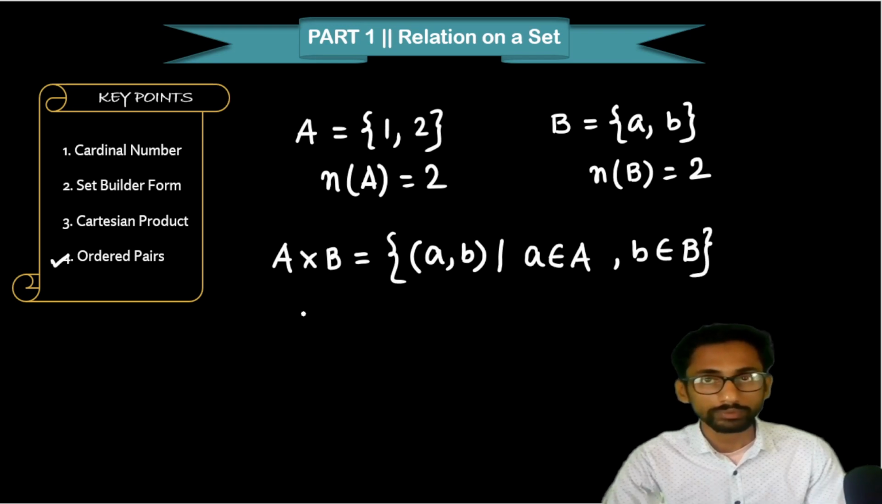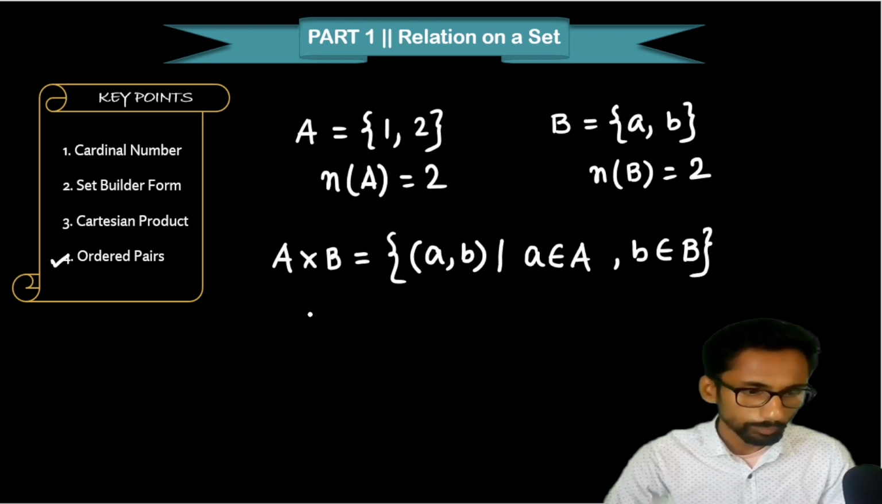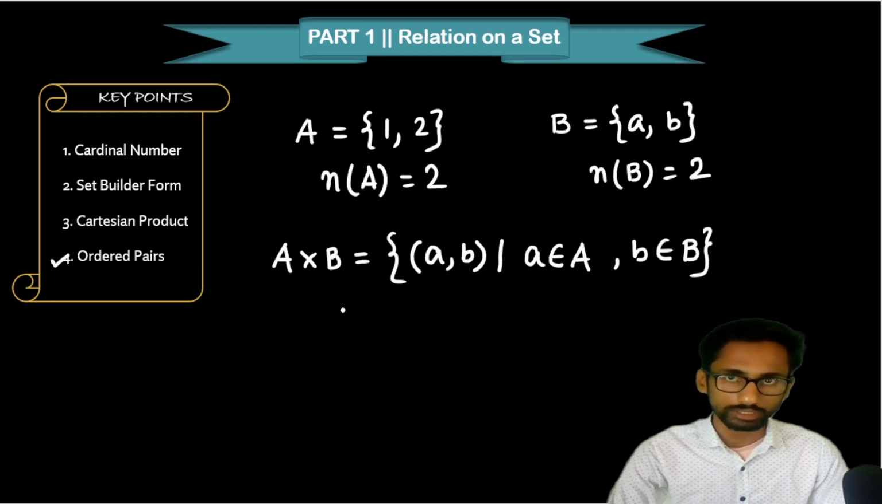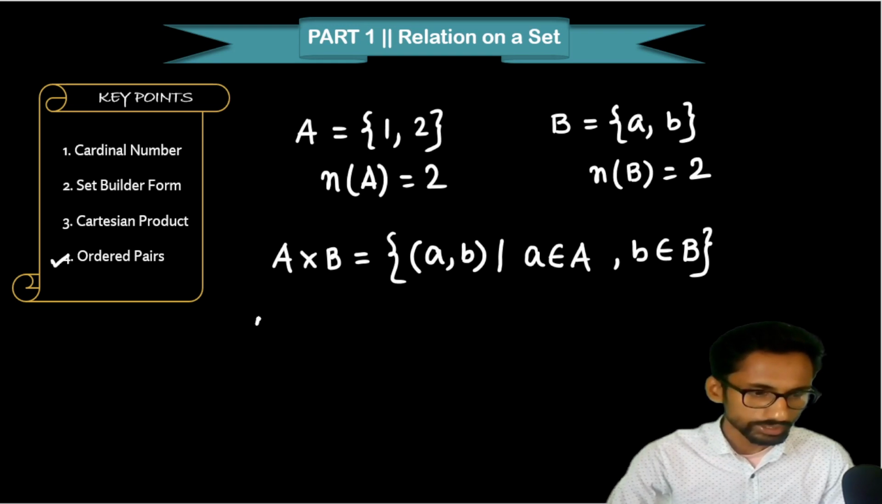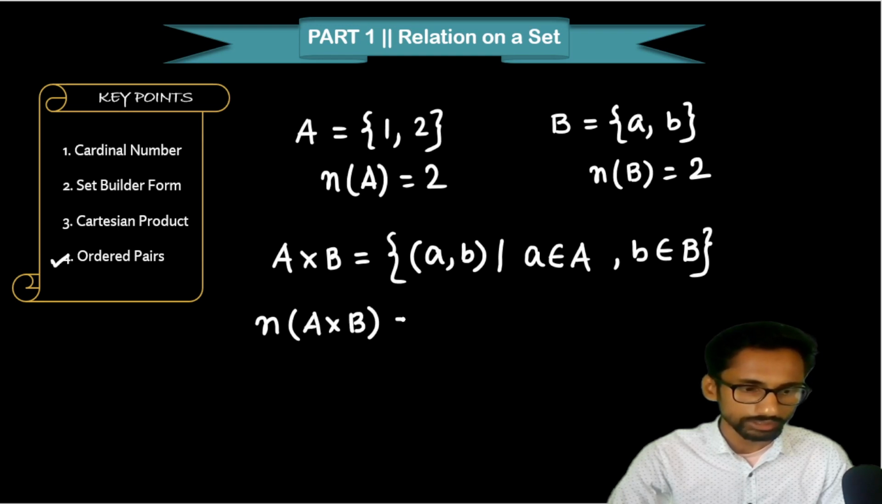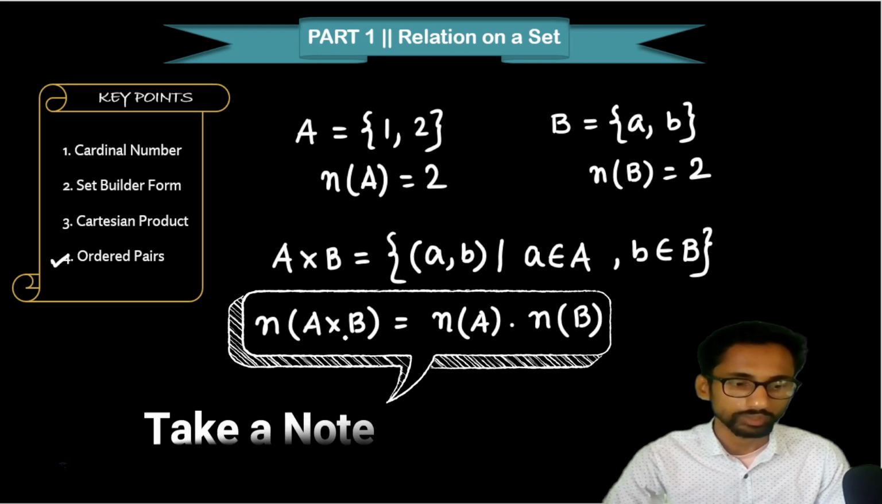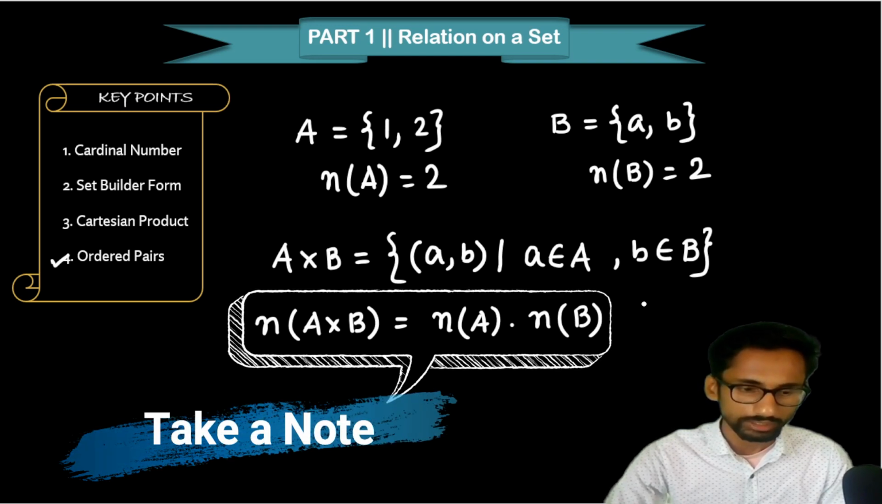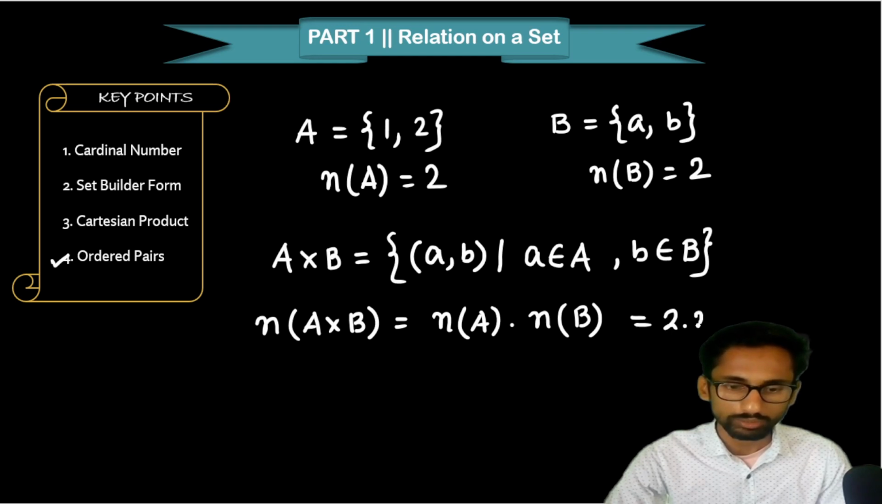What will be the number of elements in a power set or Cartesian product set? The answer of this question is the number of elements, or the cardinal number of a power set, is simply the product of the cardinal numbers of the two sets that we are multiplying. So in this case it is going to be 2 into 2, that is 4.